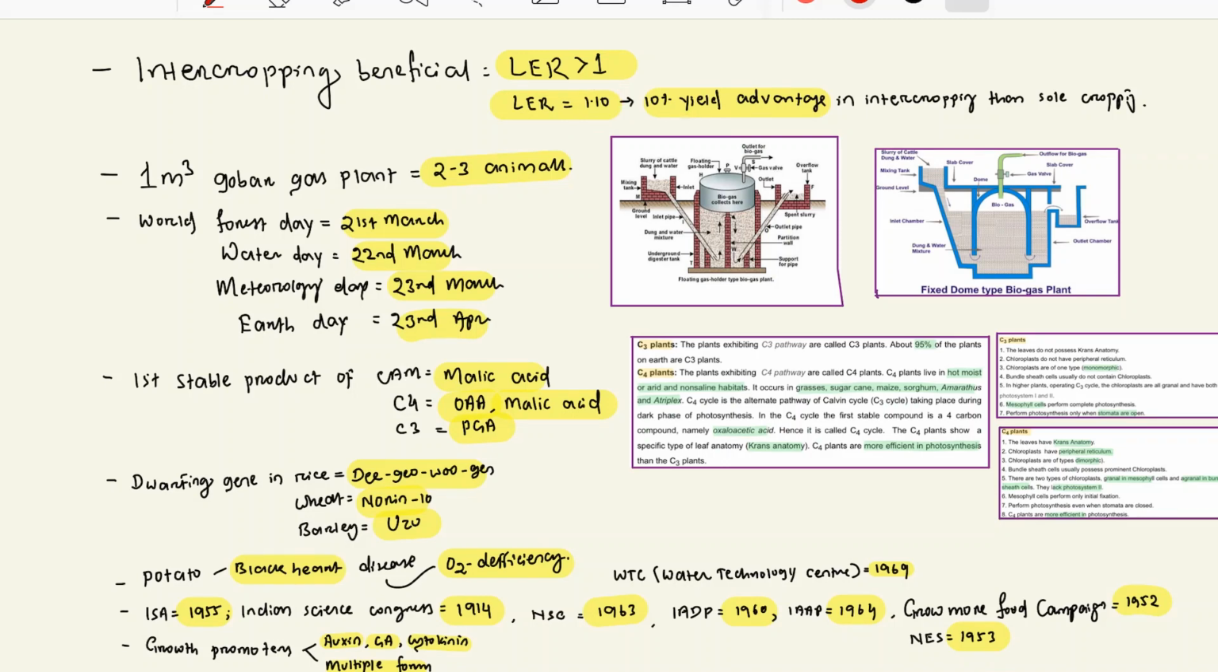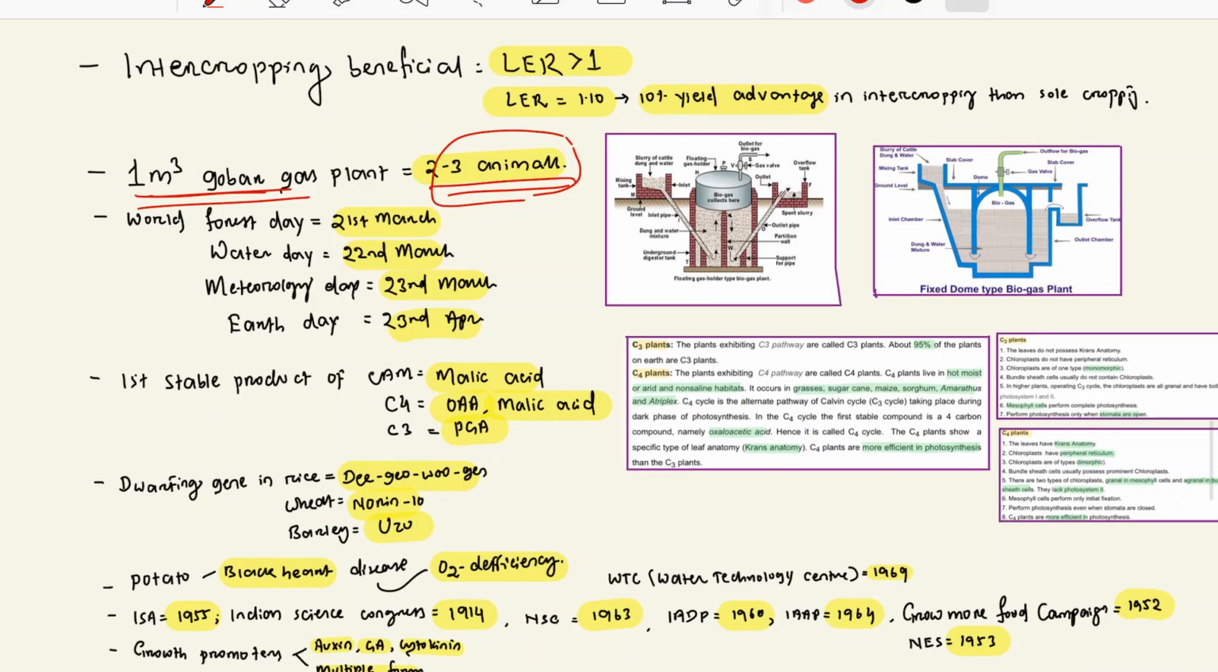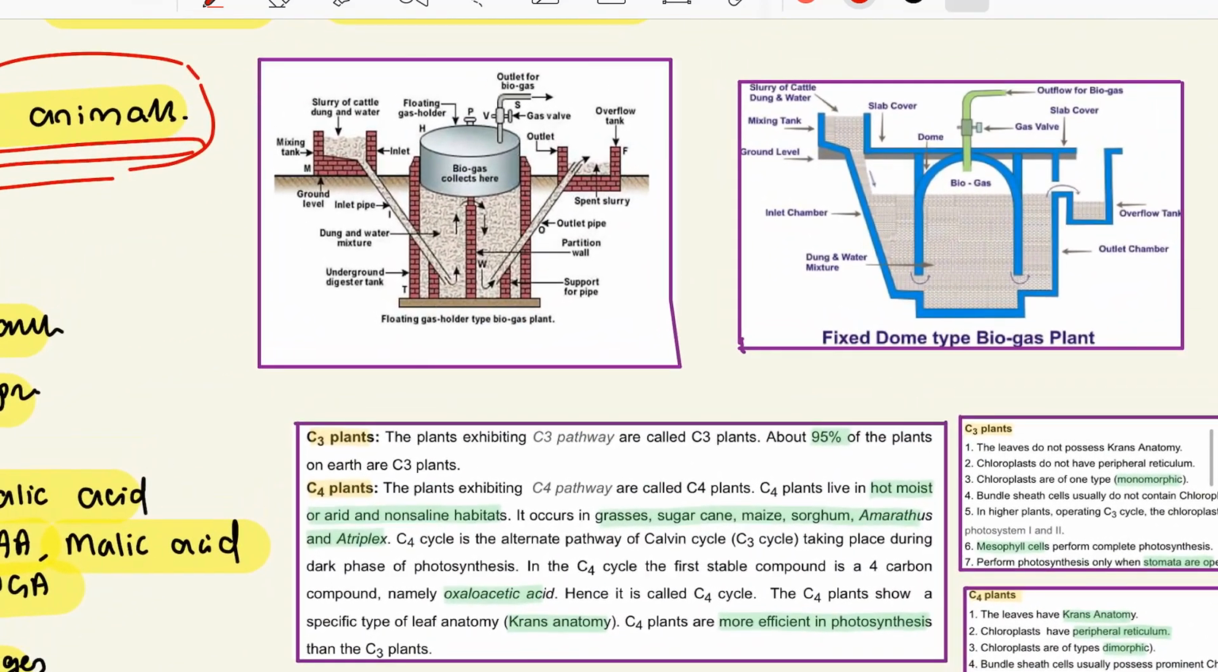One meter cube gobar gas plant requires 2 to 3 animals to feed. To sustain a 1 meter cube gobar gas plant, we require 2 to 3 animals. There are different types of gobar gas plant. Here is the floating gas holder type, another is the fixed dome type.